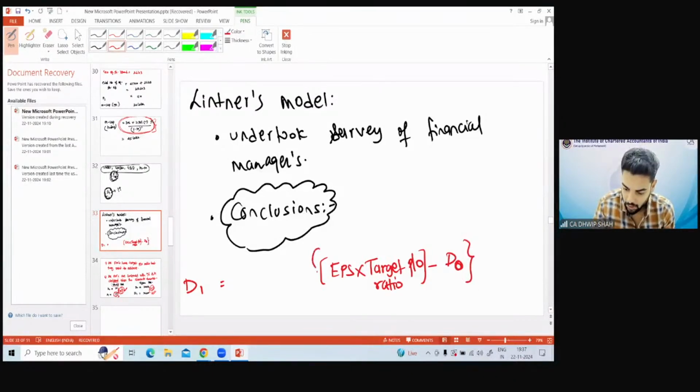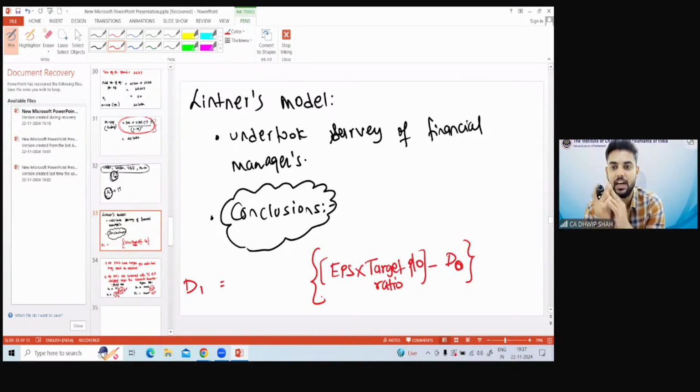This is point 2. Did everyone follow point number 1 and point number 2? Still it is incomplete. We have just covered 2 points. First point is all financial managers have their preset target payout ratio that they want to achieve. They want to achieve that.